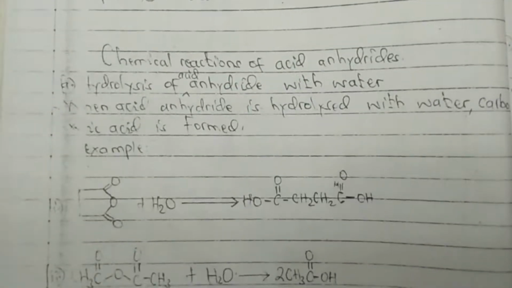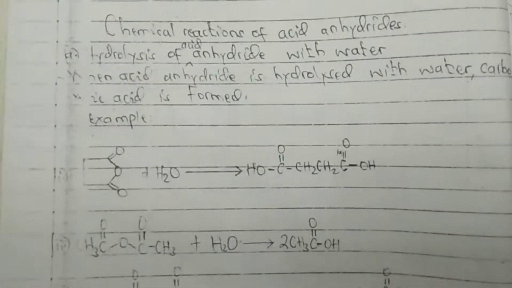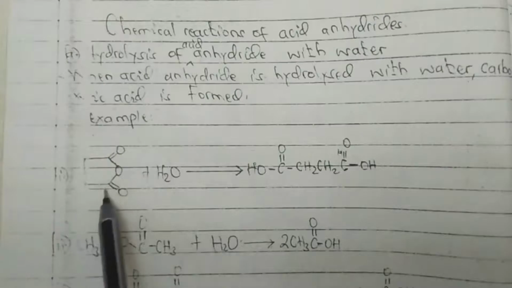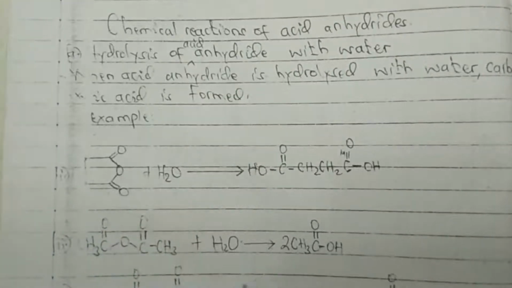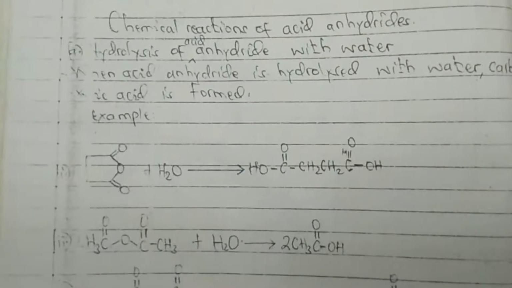Kama imetokana na dioic acid, it release dioic molecule. Unaona, kwa mfano this acid anhydride is formed from the butane 1,4 dioic acid. So hydrolyze with water utapata butane 1,4 dioic acid. Kwa hii manake ni butane 1,4 dioic anhydride. Hydrolyze na water utapata butane 1,4 dioic acid. Kwa hiyo hapa tunarudi kwenye product zile zile ambazo tulikuwa tumezipata kule mwanzo.